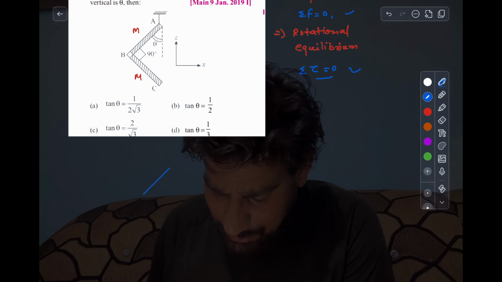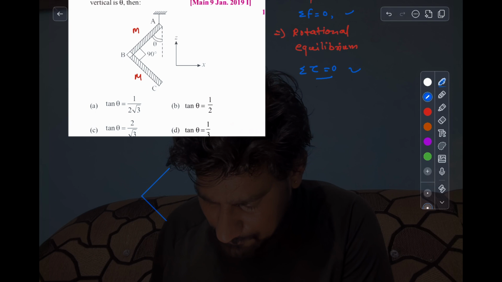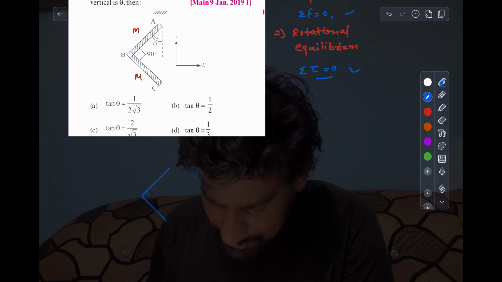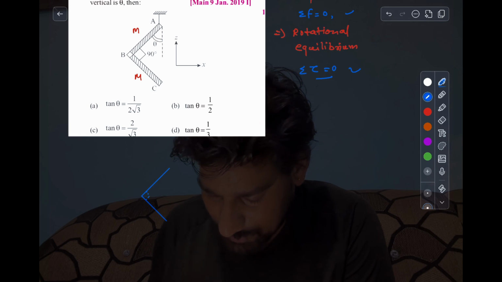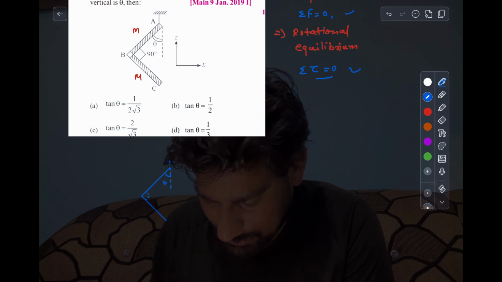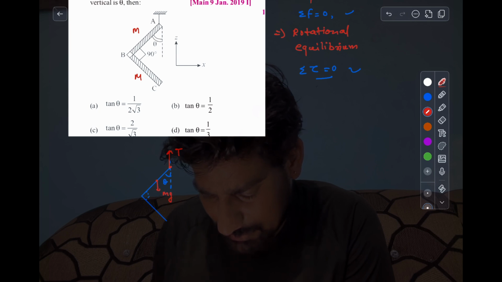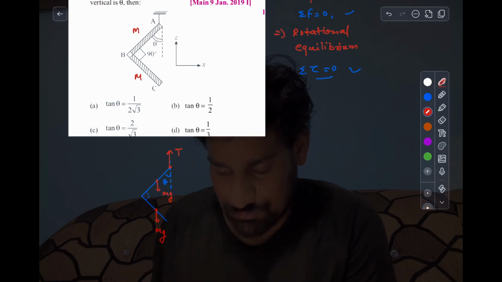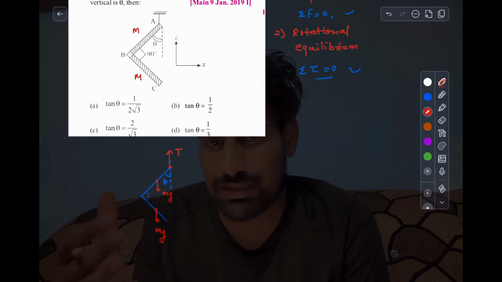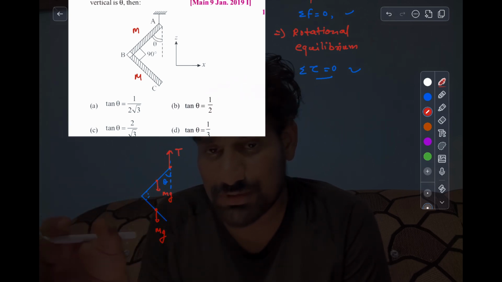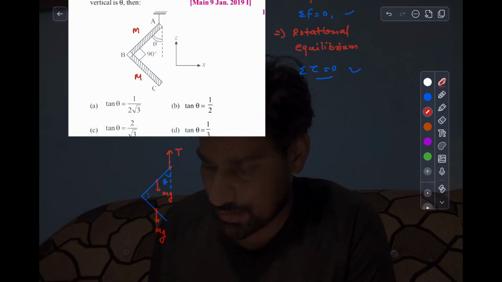So we have the L-shaped object like this, and this angle must be 90 degrees. Here we have the angle theta. At point A there will be some tension T acting in the upward direction. Then at the center of mass of each rod there will be gravity mg acting downward. These are all the forces acting on this rigid body. There is no other force, there is no x direction force.